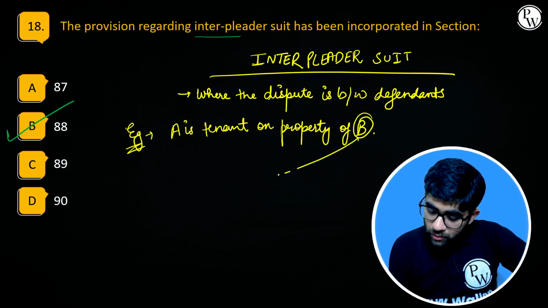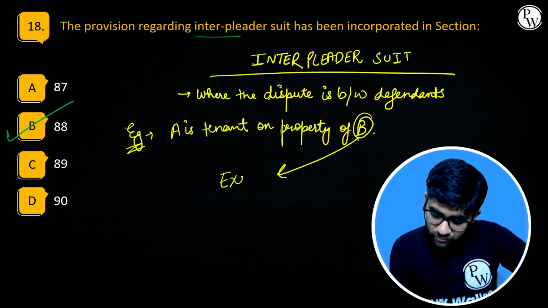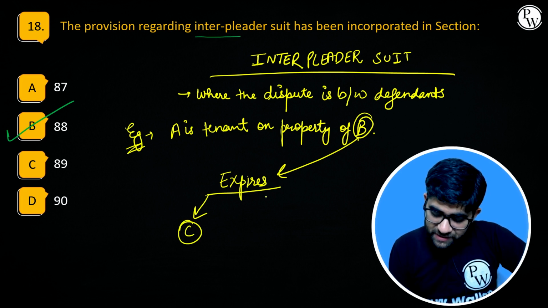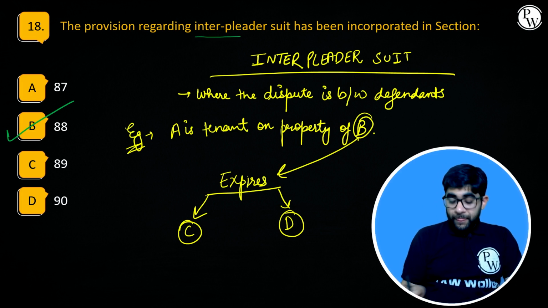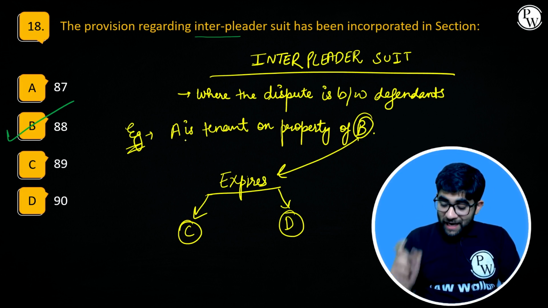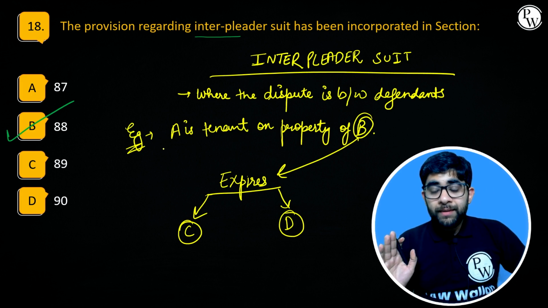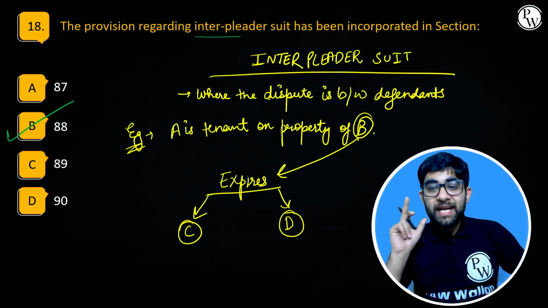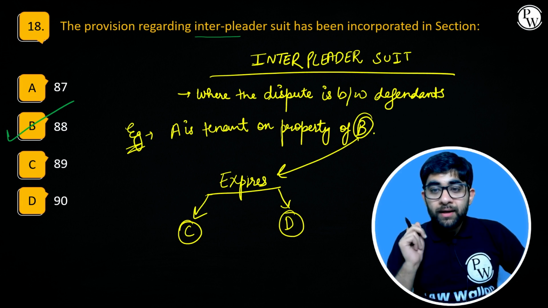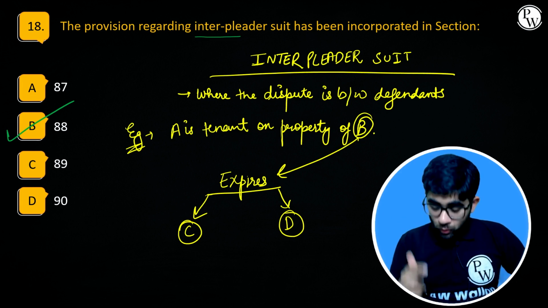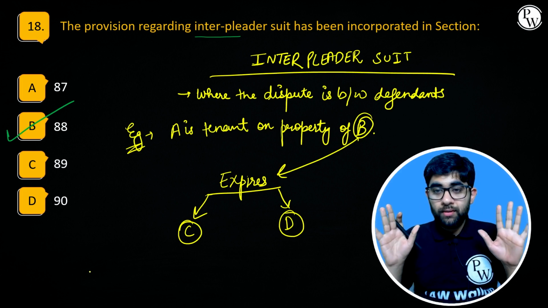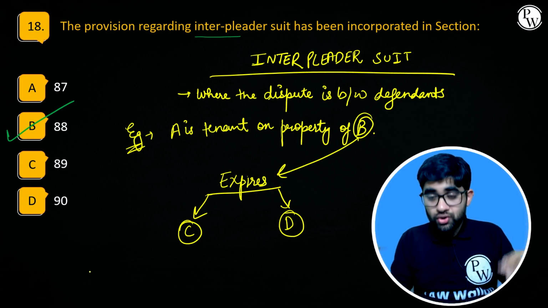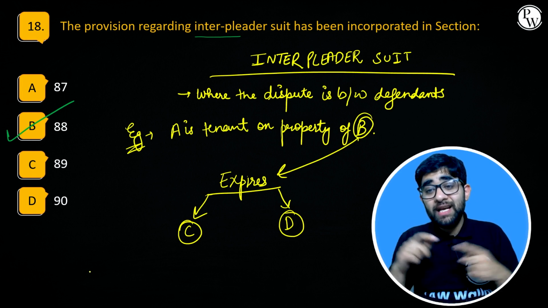Now B expires, leaving behind C his son and D his another son. All right. Now it is clear that A is the tenant of the property of B. B was the landlord, and now C and D are fighting for the property which is being rented out to A. Now what will A do? A is clear that he has no objection as to payment of rent. So he will file an interpleader suit.